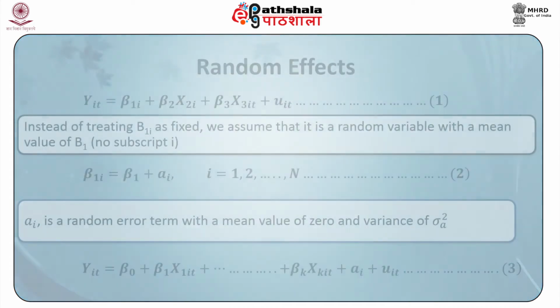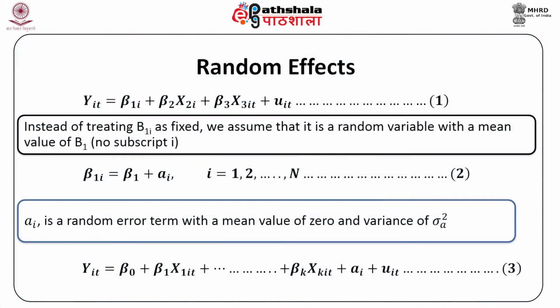Random effects. Let the model be Y_it = beta_1i + beta_2 X_2i + beta_3 X_3i + mu_it. In this equation, instead of treating beta_1i as fixed, we assume that it is a random variable with a mean value of beta_1, no subscript i. The intercept value for an individual company can be expressed as beta_1i = beta_1 + a_i, i being 1 to n. Here a_i is a random error term with a mean value of 0 and a variance of sigma squared a.